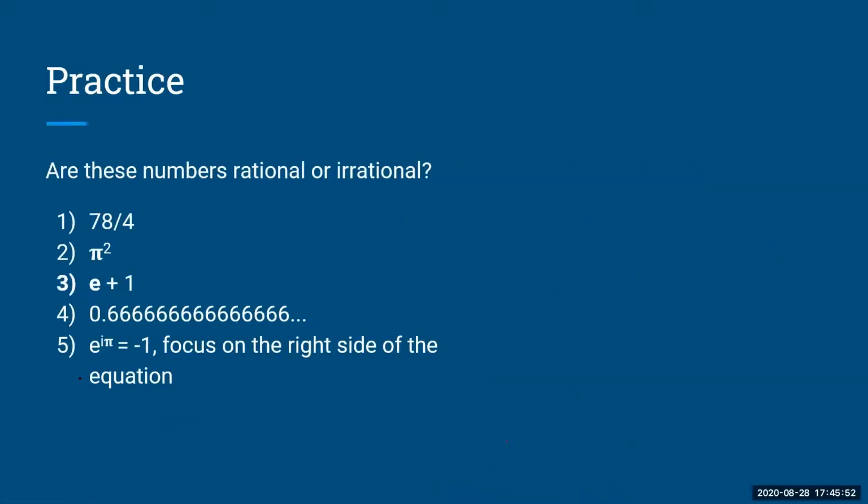So practice. Are these numbers rational or irrational? Well, number one, you should see straight off the bat is completely rational because it's a over b. These two are integers, 78 and 4. Pi squared is completely irrational because pi is irrational in the first place. Yep.